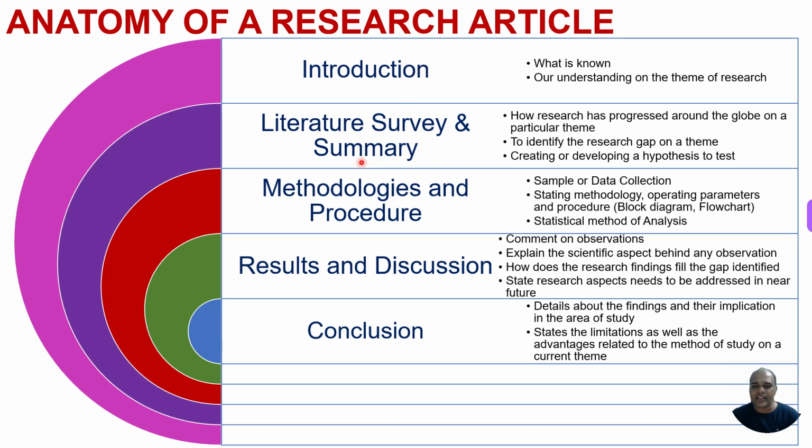And in the literature survey and summary section, how research has progressed around the globe on a particular theme we need to discuss. So we have taken some methodology or some experimentation for doing something. How many research groups and researchers worldwide have done this job, those things we need to detail here. So how research has progressed around the globe on a particular theme.